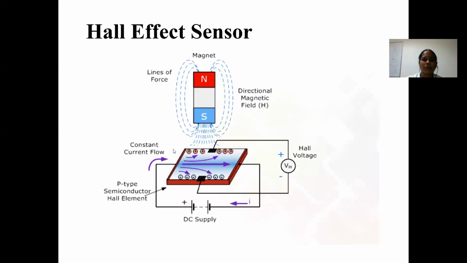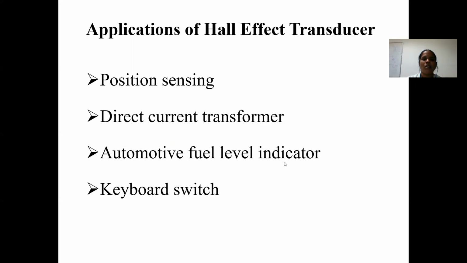This is the pictorial representation of your Hall effect sensor. Here there will be a constant current flow. When the magnet comes, the potential difference across the two ends of the plate is taken as the Hall voltage. Applications: position sensing, direct current transformer, automotive fuel level indicator, and keyboard switch.